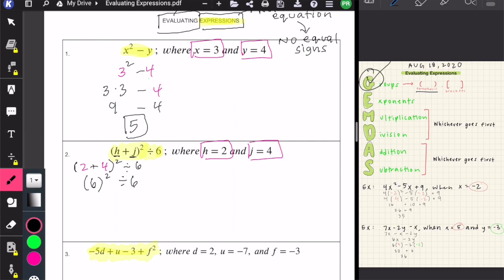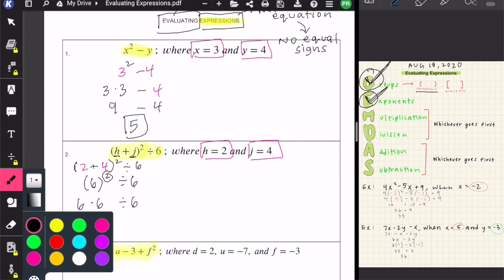Okay, now let's look at exponents. For exponents, we have this handy-dandy squared. So 6 times 6 is the same as 6 squared, divided by 6. Now we're done with exponents. Let's see, which one came first, multiplication or division? Well, that's right, multiplication came first.